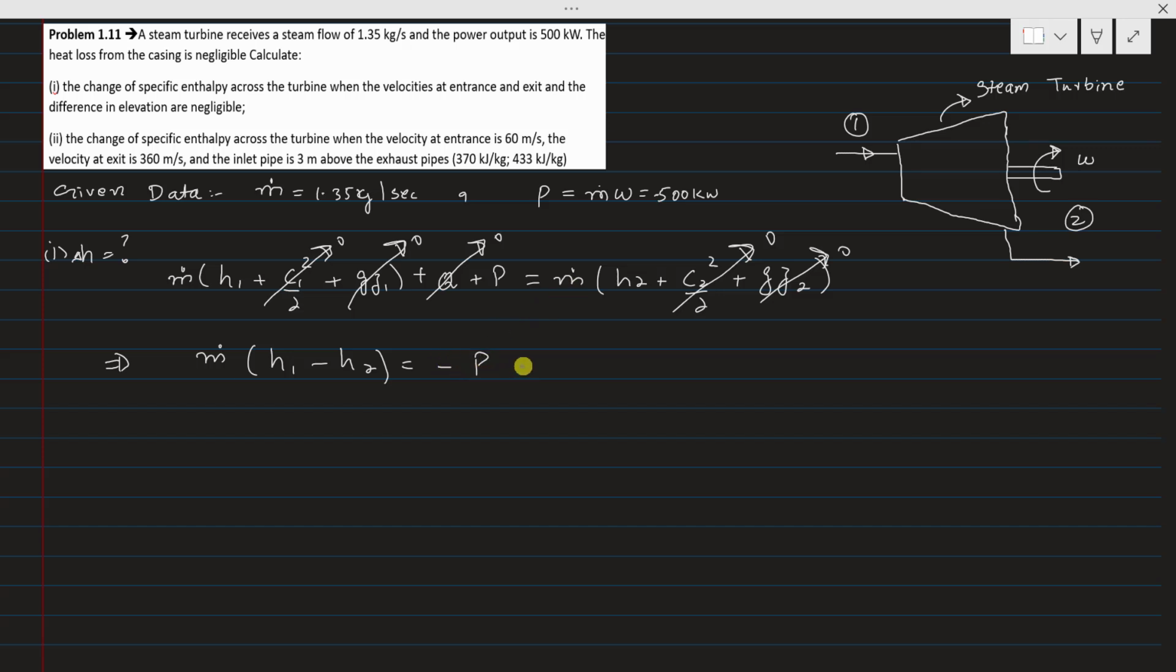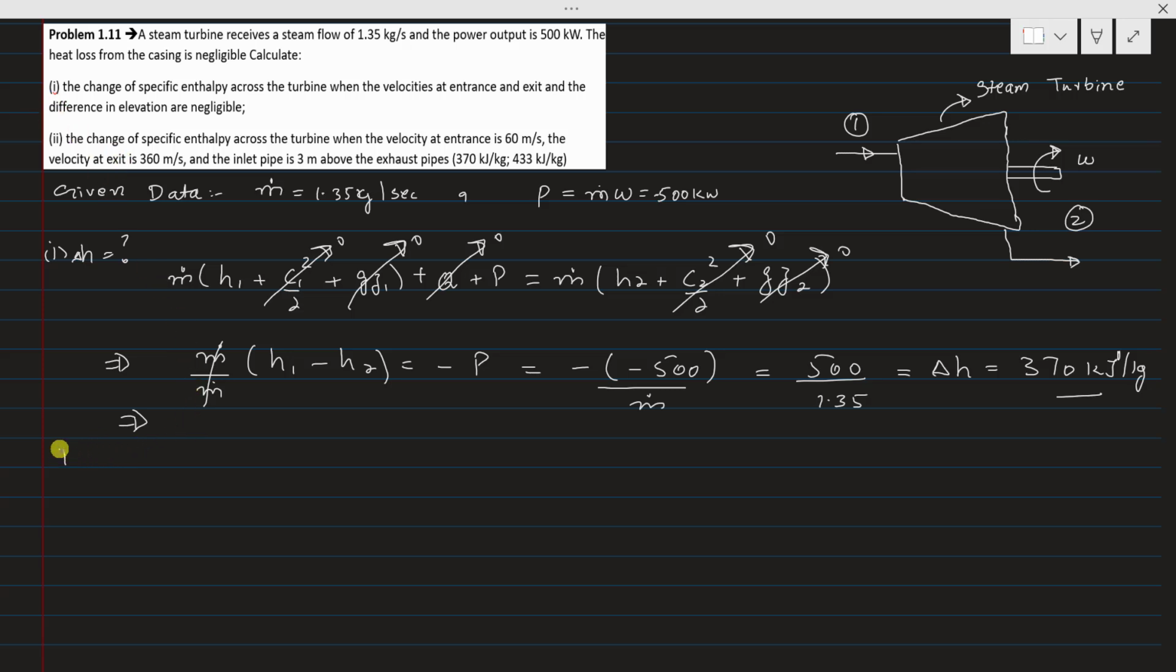Now just put in the values: minus times minus 500, divided by the mass flow rate on both sides. You will get the change in enthalpy, that is 500 divided by 1.35. After solving, you will get the change in enthalpy equal to 370 kilojoule per kg. This is our enthalpy change in the first case.